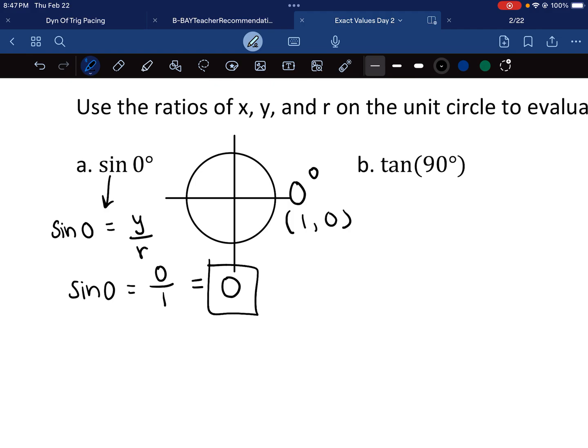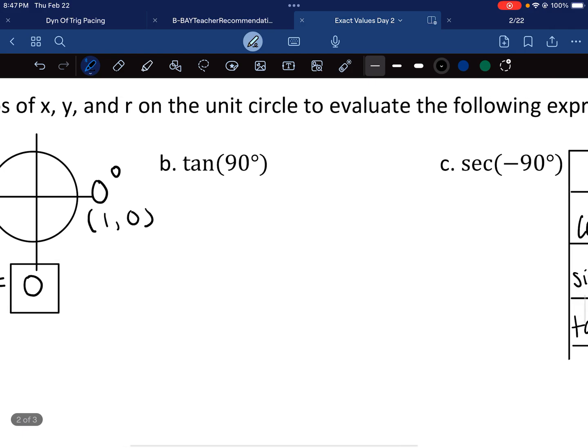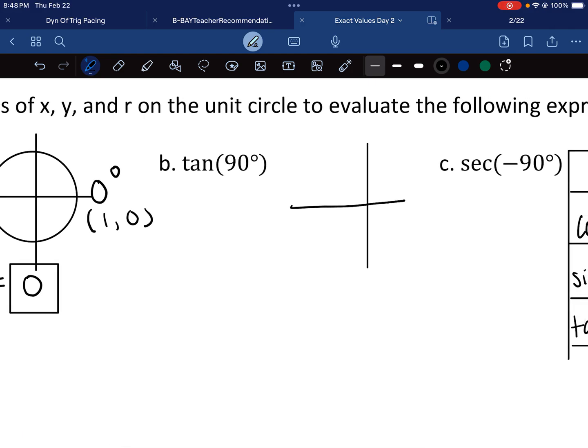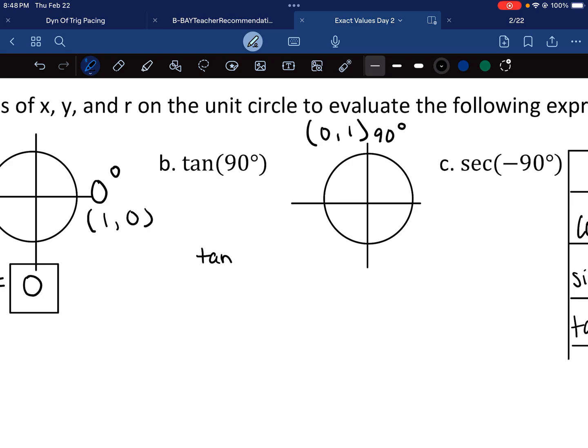His answer is 0. Okay. Tangent of 90 degrees. So we know that at 90 degrees, based on our radius, our point is 0, 1 on my unit circle. Now we know that our ratio, tangent of 90, is equal to y over x. Well, at 90 degrees, my y value is 1, and my x is 0. Now, we can never have 0 in the denominator, so this is undefined.